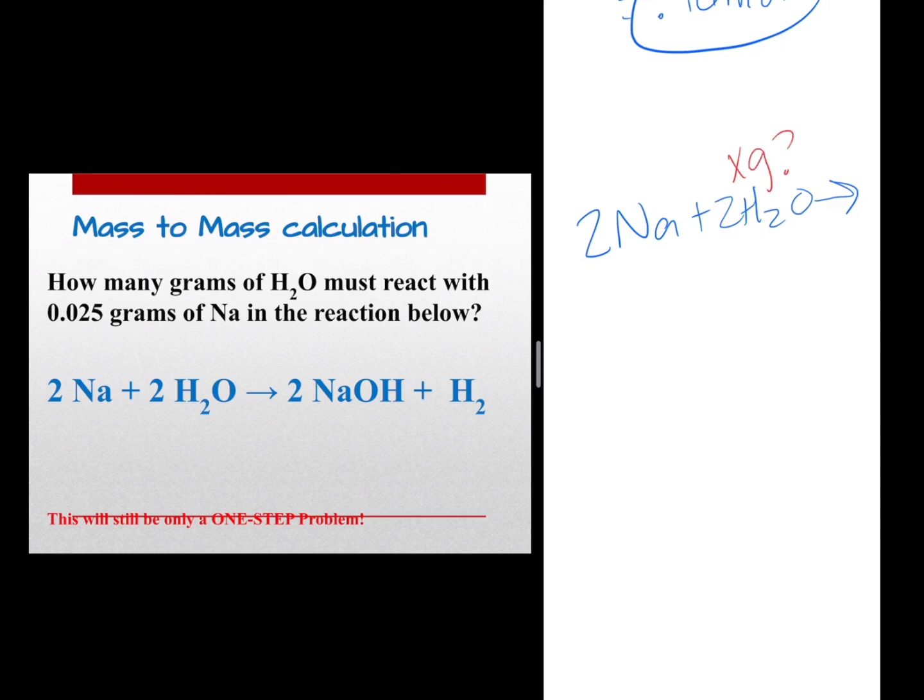Okay, so I'm looking for grams of water. That's where my X goes. I know that I have 0.025 grams of sodium. I need to bring my unit down, which means I need the mass of both of these. So 2 sodium, let's see what that is. 2 times 22.99. This is going to be about 45.98. Your numbers might be slightly different than mine. That is okay. And then we have 4 hydrogen, 2 oxygen. Make sure you add those together.